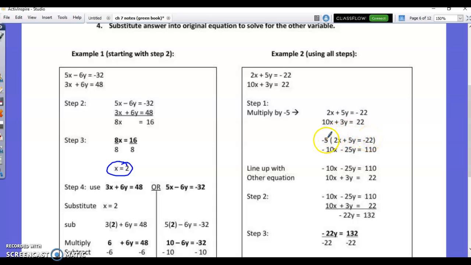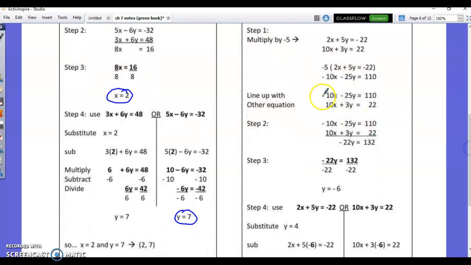So what that does is -5 multiplies by 2x and becomes a -10x. -5 times -5y becomes a -25y. And then -5 times -22 becomes a +110. Then I have this original one underneath, and now look what happens. I can now combine all of these terms. The 10s will combine to equal 0, so those are gone. -25 plus 3 gives me -22, and 110 plus 22 gives me 132. Then I can divide both sides by -22, and I get y equals -6.